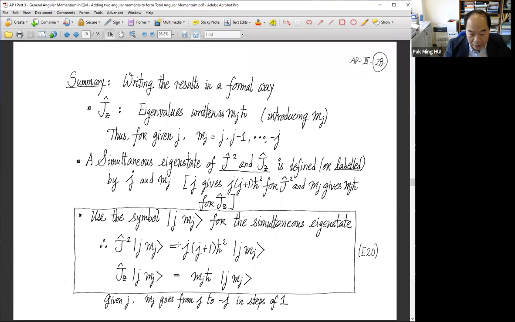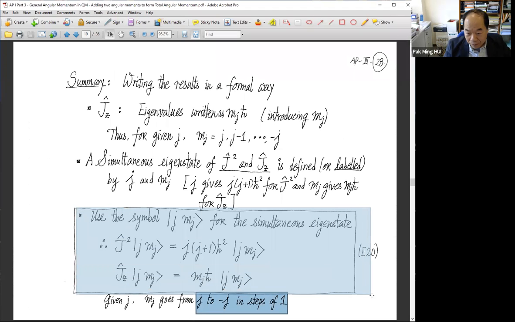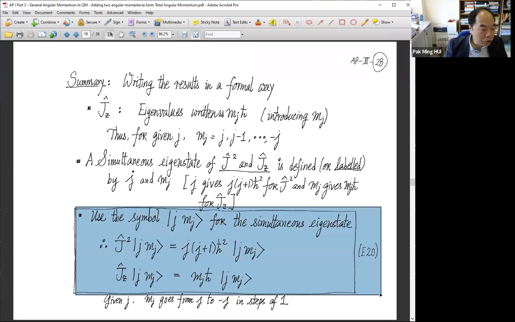Hidden behind, given a J, MJ goes from plus J to minus J in step of 1. Thereby, the Z components start from J h bar to minus J h bar in step of h bar. That is what we proved, okay? So this box is what you usually see in more advanced formal quantum mechanics books.